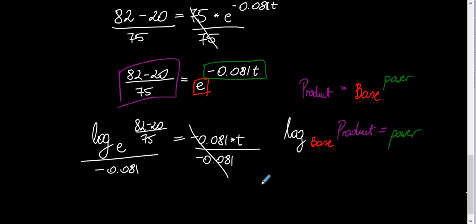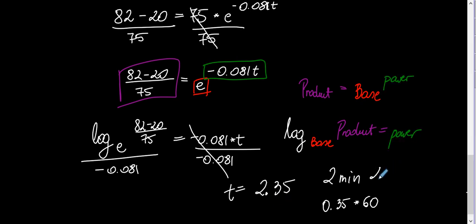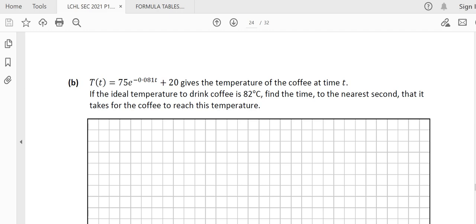So 2.35. What are the terms and conditions of our answer? Give it to the nearest second. Time here is measured in minutes, so we have 2 minutes. And how many seconds? Well, not 35, that means 0.35 of a minute, and a minute is 60 seconds. So to get the seconds, we multiply that by 60, therefore 21 seconds. That's the proper time. Okay.